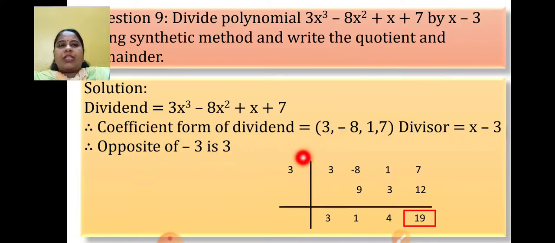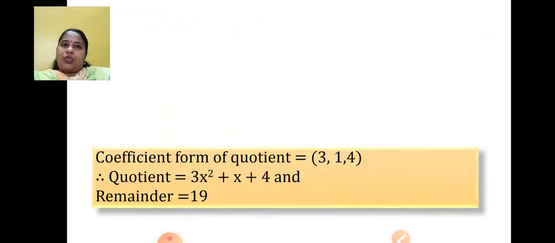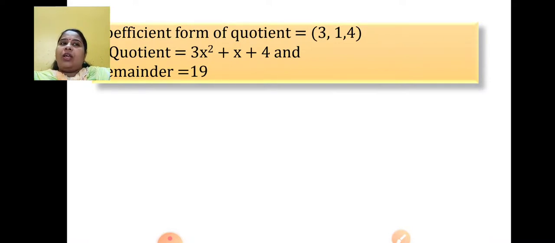I hope all these steps are clear. 3 comes down as 3, 3 into 3 is 9, minus 8 plus 9 is 1, 3 into 1 is 3, 3 and 1 is 4, 3 4s is 12, and 7 and 12 is 19. After this, the coefficient form of the quotient is 3, 1 and 4. So for the index form, count the number of terms: 1, 2, 3.